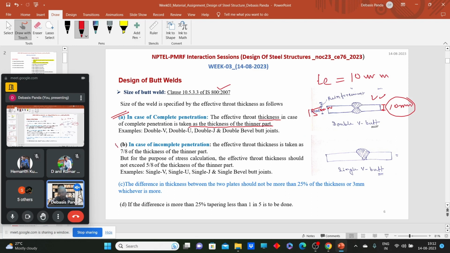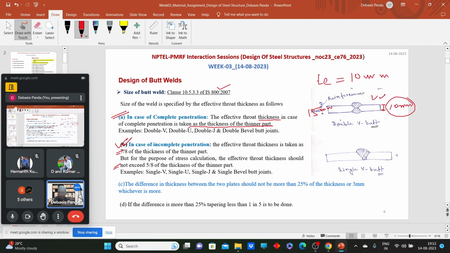Now in case of incomplete penetrated butt weld, what the code says is that you should take the common portion, but it is difficult to find out what is the common portion between them which gets welded. So for this purpose, code says that you take 7/8 of the thickness of the thinner plate, and when you calculate the stresses, you should take 5/8 of the thickness of the thinner plate for the incompletely penetrated part weld. Okay. Now we have the understanding of the incomplete and completely penetrated butt weld and what should be the throat thickness of this type of butt weld.